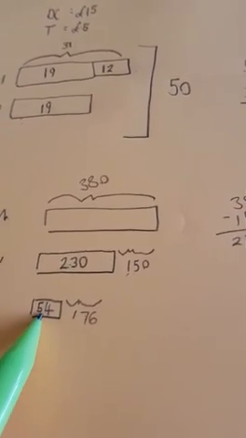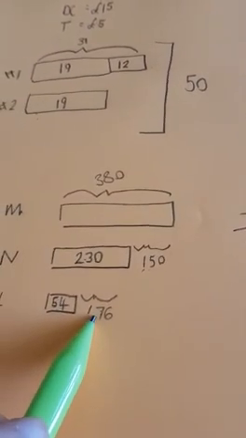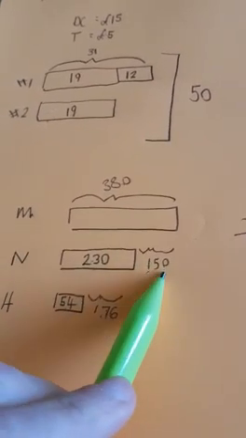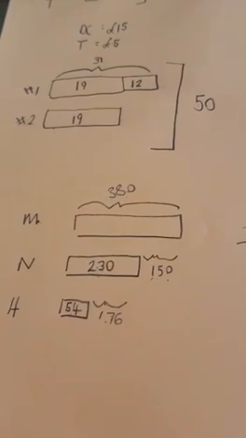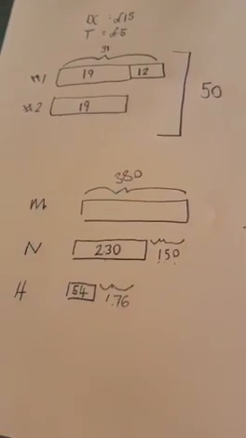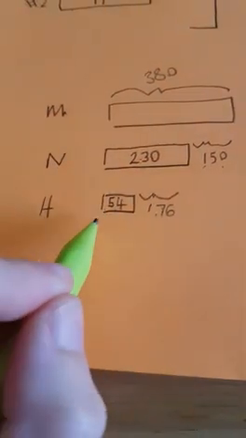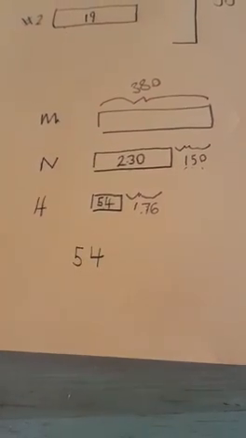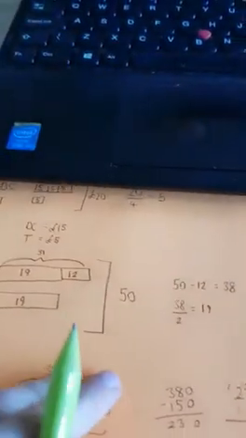If we added 54 and 176 together, we should get 230. If we add 230 and 150, we get back to the beginning, which is 380, which is what Millie had. So the question was, how many stickers does Hassan have? Hassan has 54. Okay, right, let's move on.